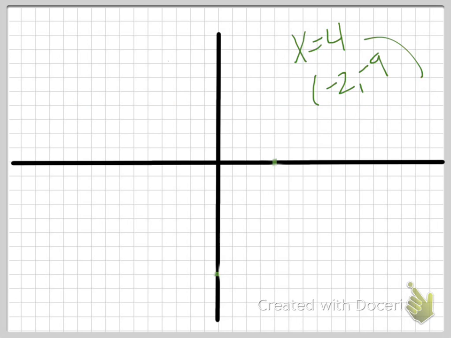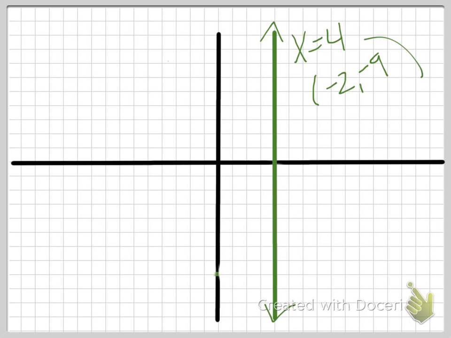X equals 4. I just graphed y is equal to 4. This is x equals 4. X equals 4 looks like this. All right, now we are talking. We are supposed to write the equation of the line that's parallel to this.